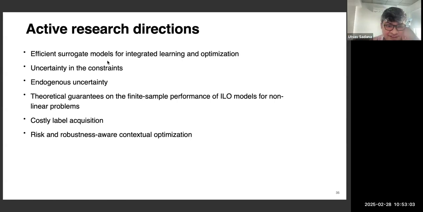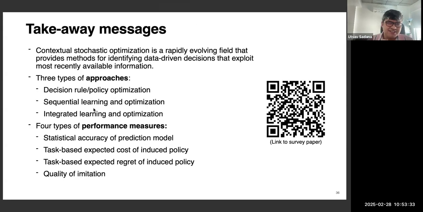Another active area of research is to develop finite sample guarantees on the performance of ILO models for nonlinear problems. Monkey has some results on this problem, but where the support of your uncertainty is discrete, and the labels can be costly to obtain, and you also would like to have some risk and robustness aware contextual optimization. These are some of the active research directions.